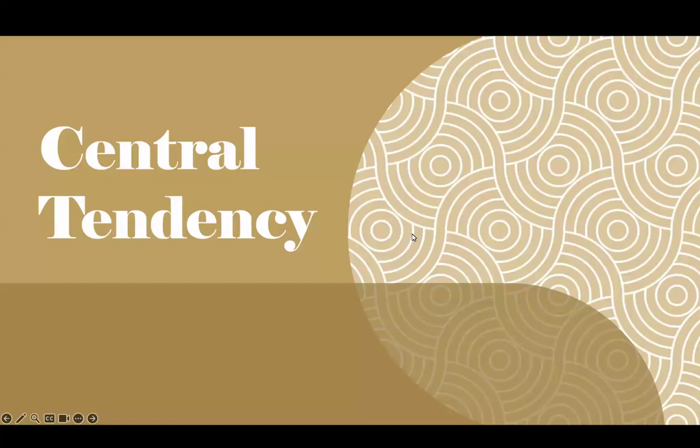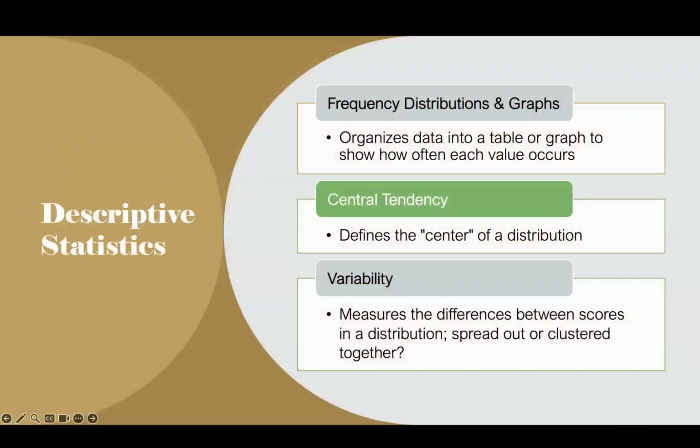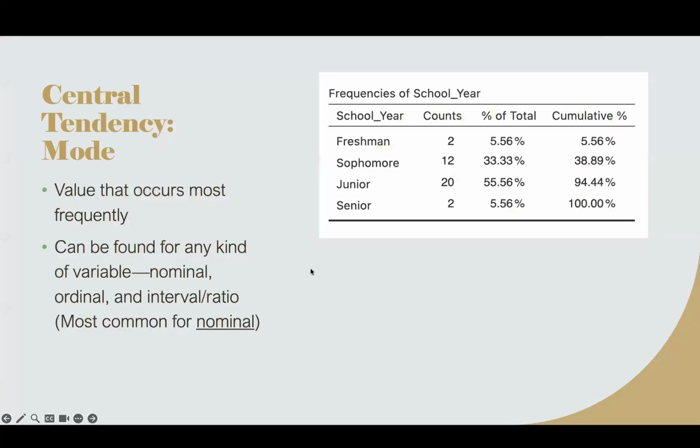This video is on central tendency, which is a type of descriptive statistic. Central tendency includes various measures that help us to understand the center of our data set, or what's kind of the norm or what's typical in our data set. And so the first one that we're going to talk about is mode. It's the most frequently occurring value. It's something that you can use for any type of variable.